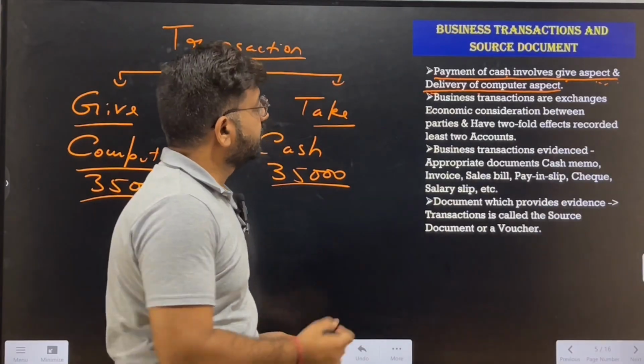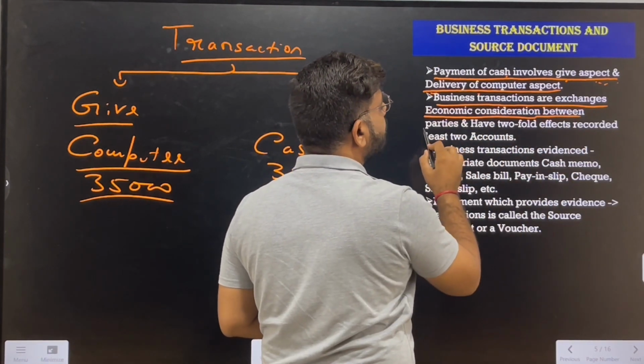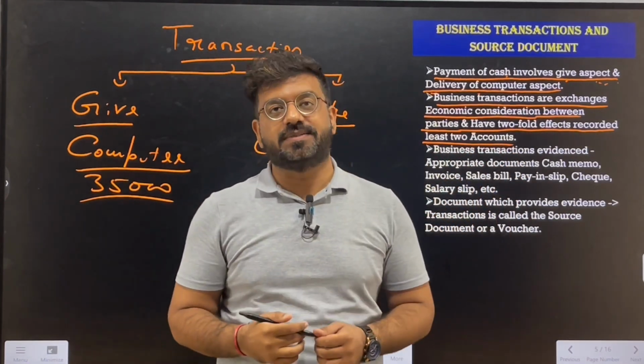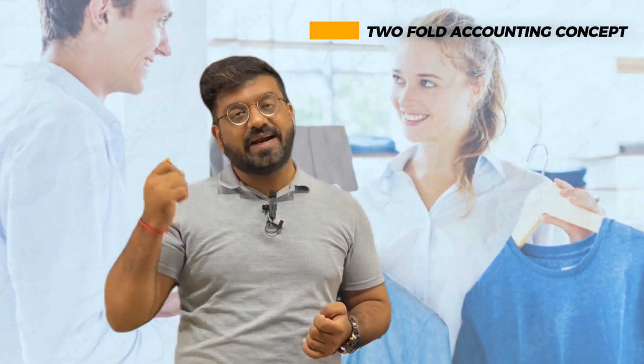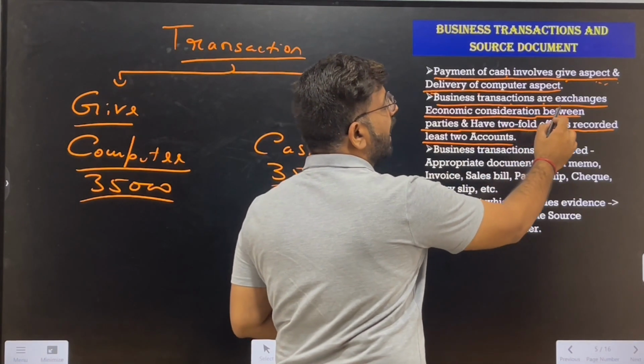Now the second point: business transactions are exchanges of economic consideration between parties and have twofold effects, recorded in at least two accounts. What does this mean? Every time we do a transaction, it will involve two parties. One is the person who is selling the goods, the other is the person who is buying the goods. This is known as the twofold accounting concept, where there is a give and take. Some person will give, the other person will take the same thing. Is that clear?